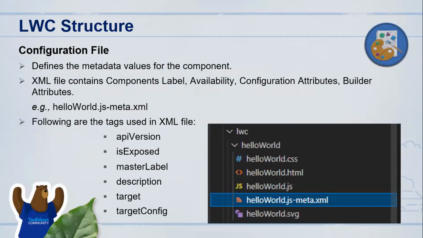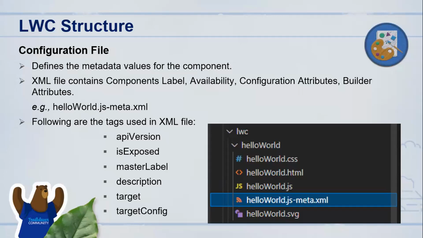And the next one is the configuration file. It is also created by default during the time of creation. This file defines the metadata values for a component. It contains the component label, availability, configuration attributes, and builder attributes. For example, what the component is, where you can use it, how it can be used, whether the design configuration is for a Lightning App Builder or a Community Builder, whether we want to use our component inside the app page, record page, home page, or in any Community Builder, we need to specify those configurations inside this file.